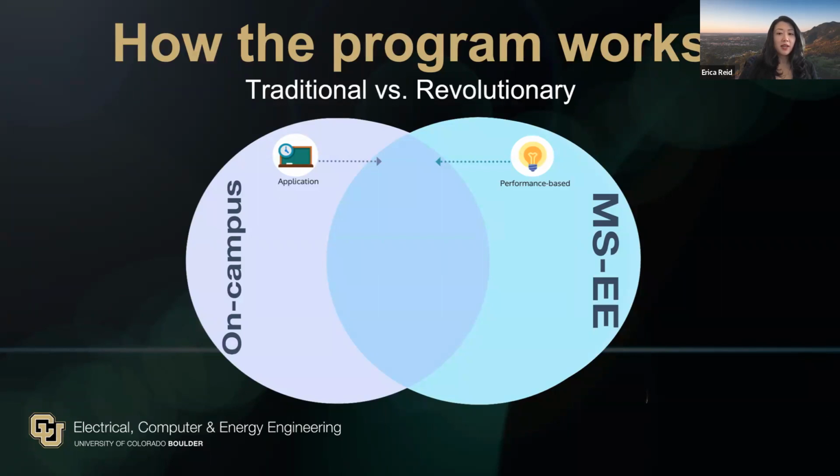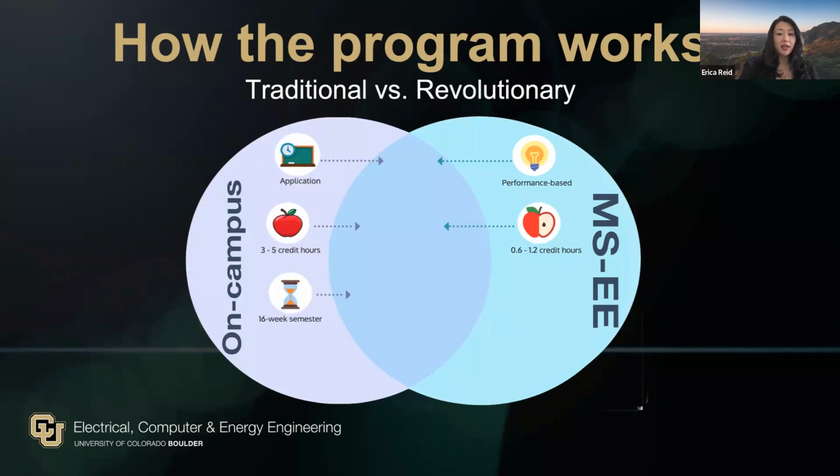Boulder. Now, each course in a traditional program consists of 3 to 5 credit hours. In our program, each course consists of bite-sized 0.6 to 1.2 credit hours. And in order to get admitted, you will need to complete a series of courses called a pathway specialization. And then in a traditional program, there are normally 3 semesters per year. Each semester is about 16 weeks long. Our program, on the other hand, runs 6 sessions per year. Each session is 8 weeks long.